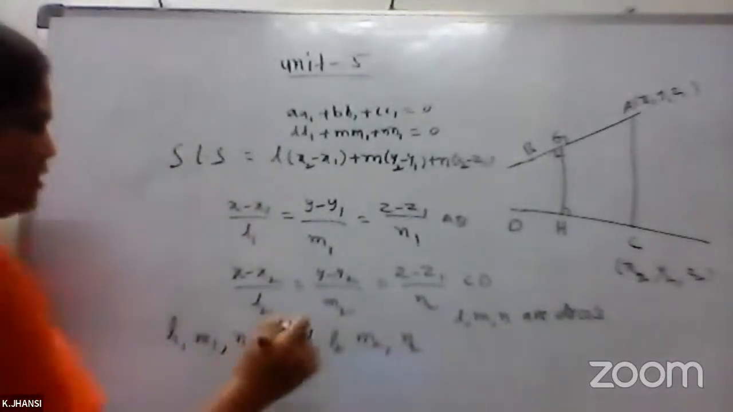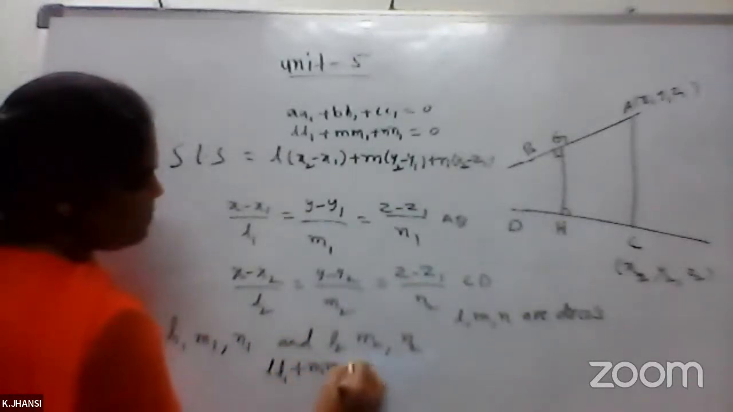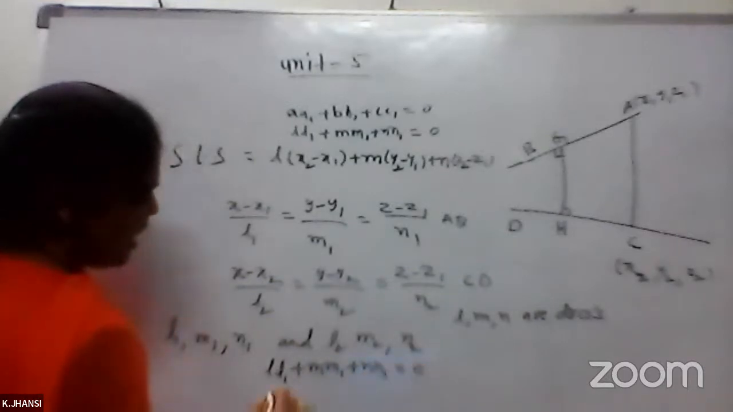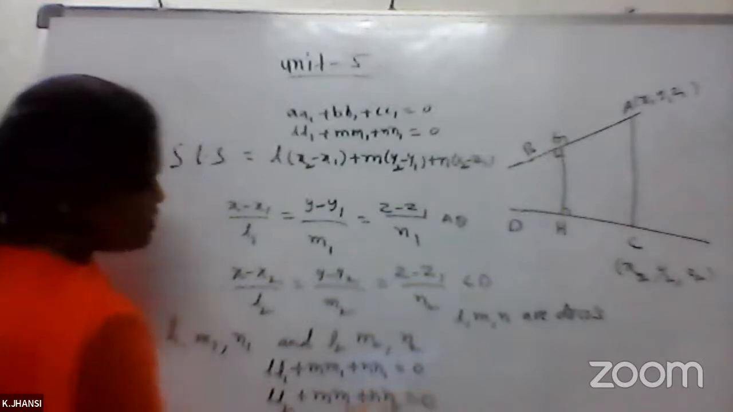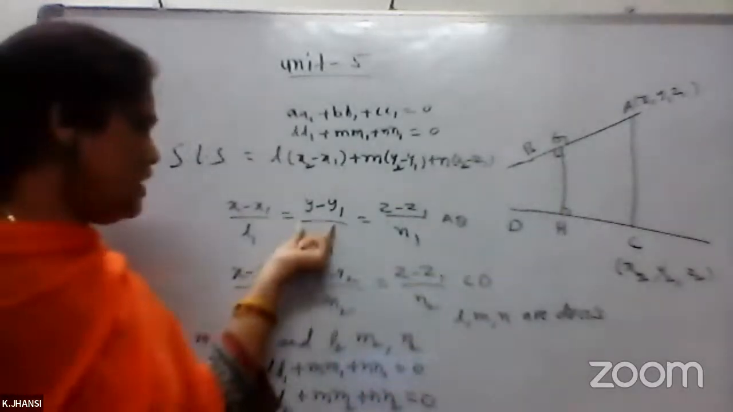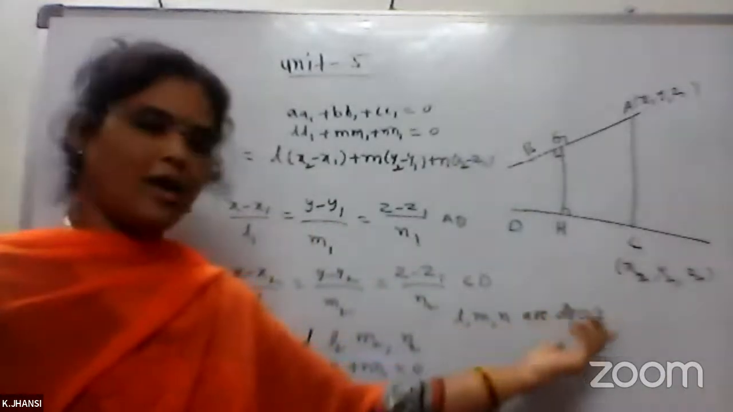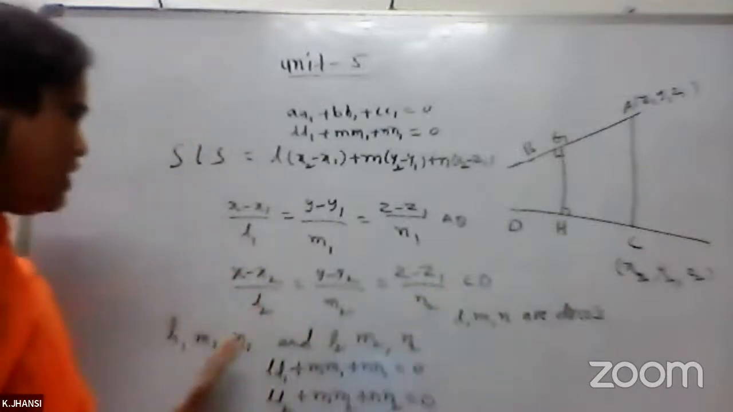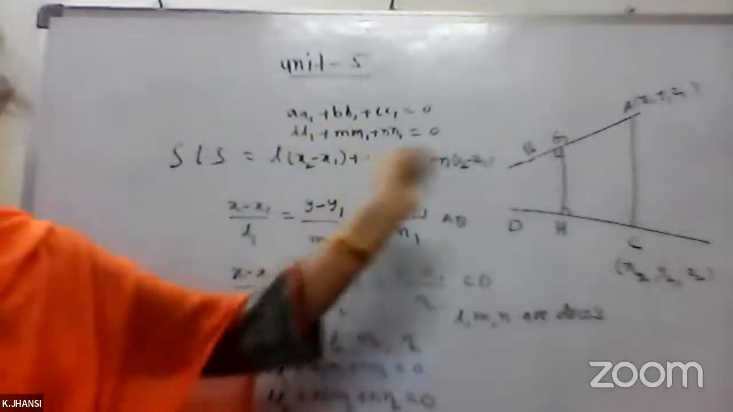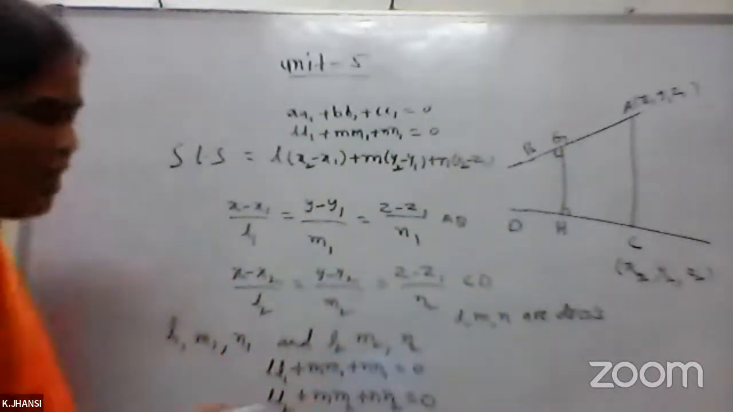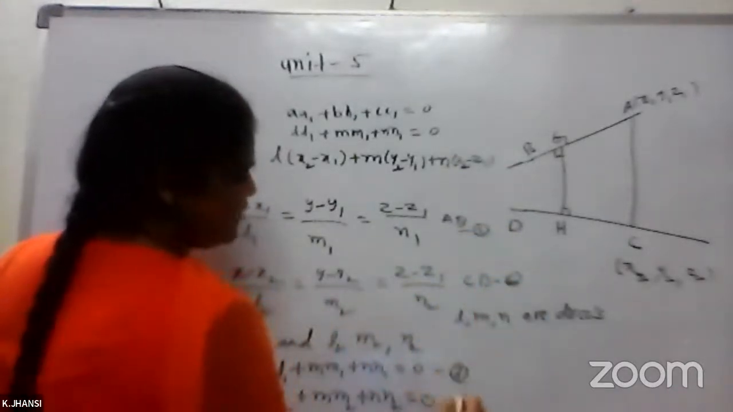When they are perpendicular to each other, we write l into l1 plus m into m1 plus n into n1 equals 0, and next l into l2 plus m into m2 plus n into n2 equals 0. First, take the two equations, and take l, m, n as the direction cosines. After that, with the direction ratios of the two line equations, when GH is perpendicular, we use these two conditions. Put this as equation 1, equation 2, and the others as 3 and 4.